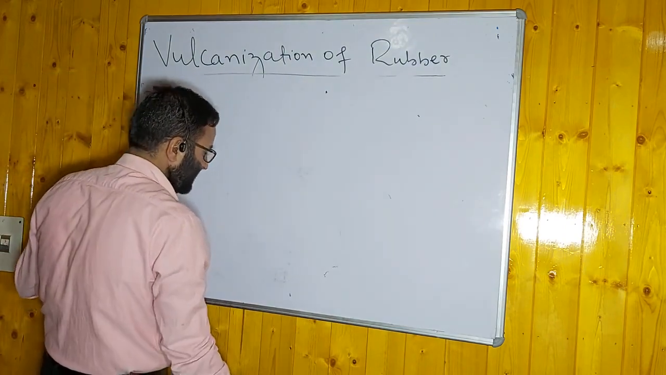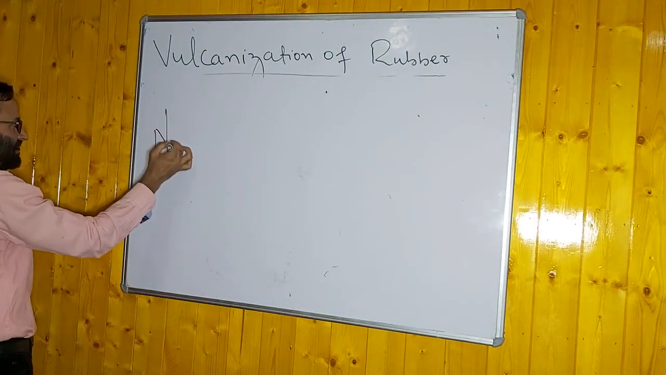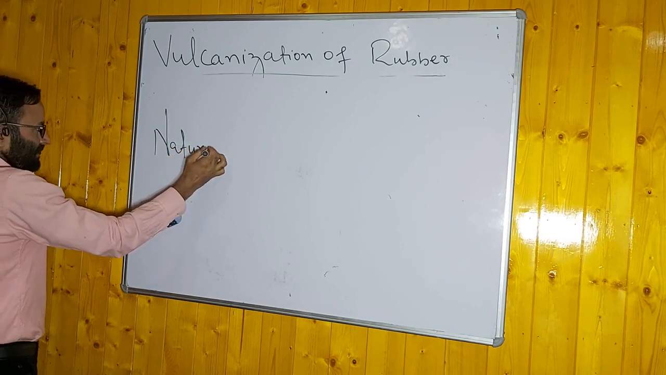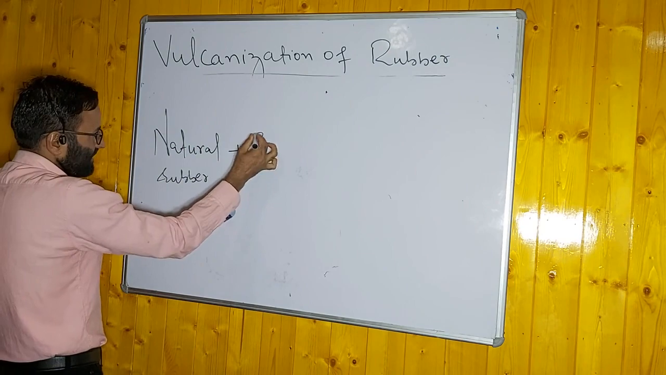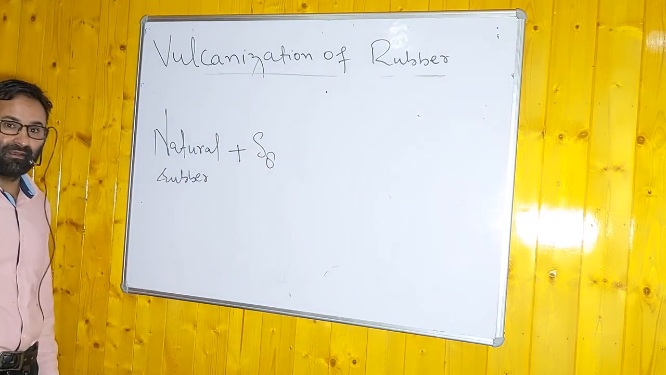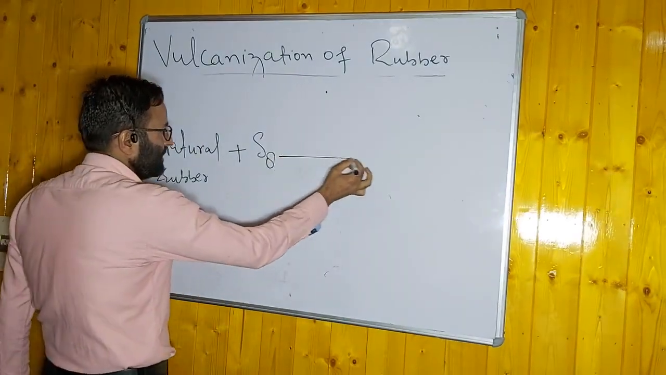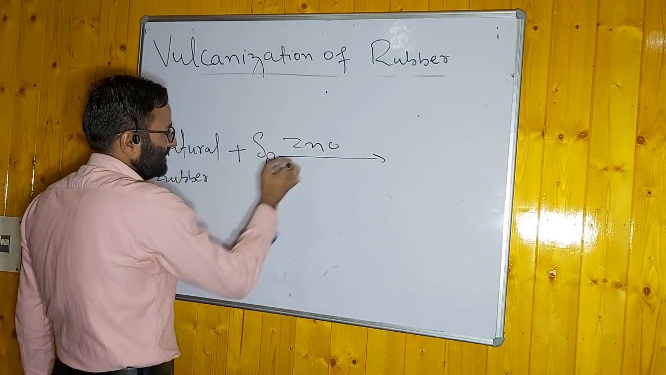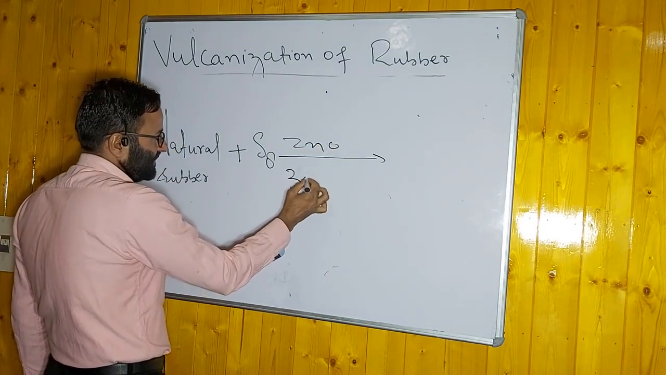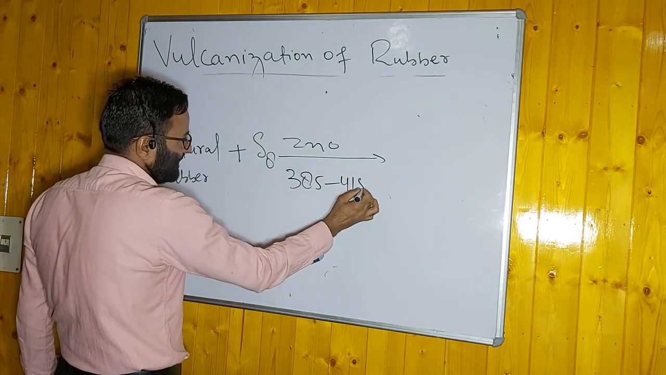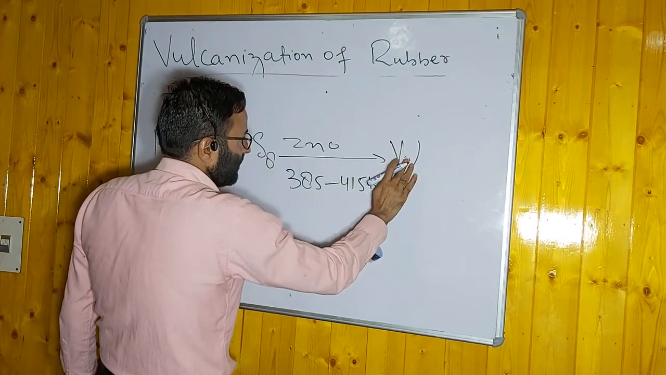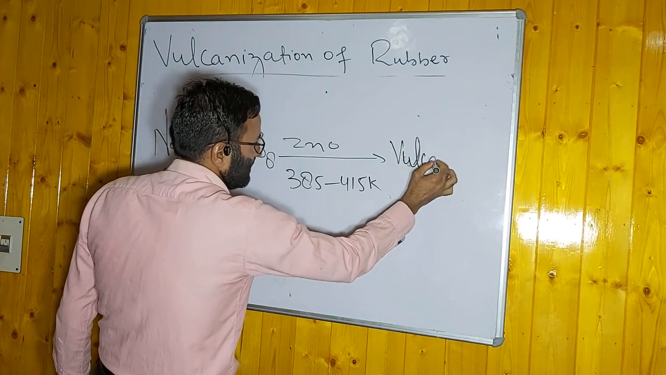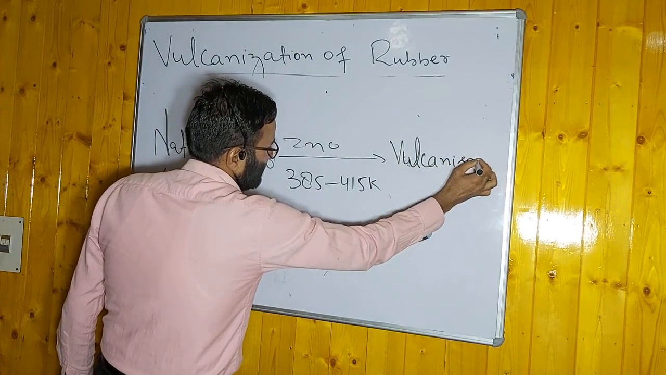natural rubber. You can mention it has natural rubber, sulfur, S8, or you can say sulfur compound, your choice, in presence of zinc oxide at a temperature of 385 to 415 Kelvin, what you will get? You will get the vulcanized rubber.